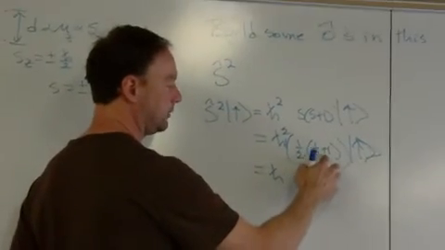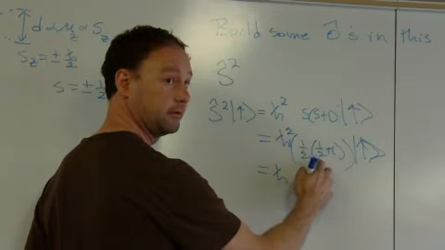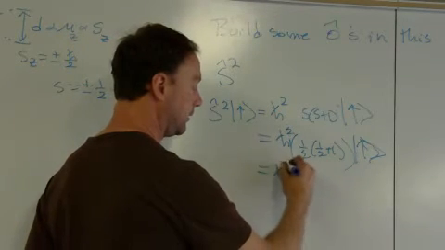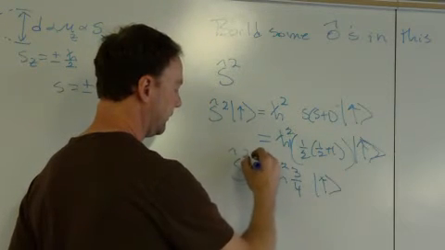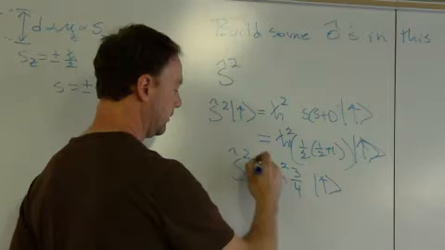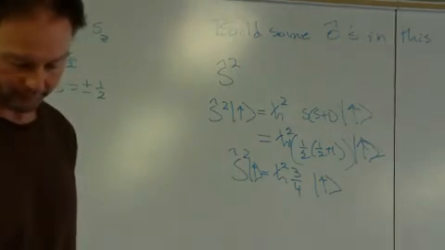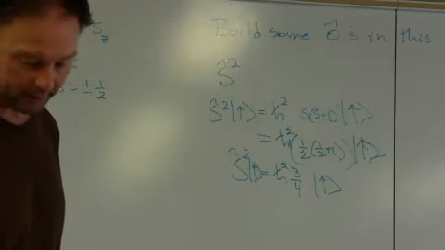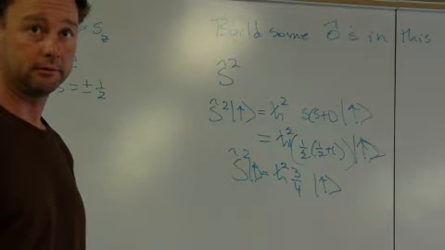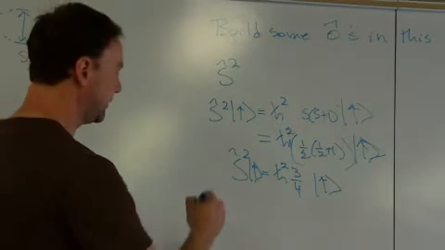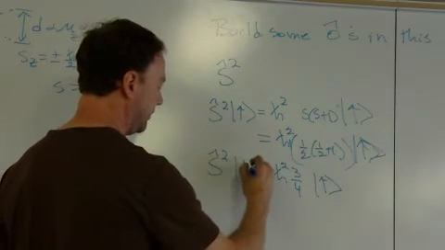It's h bar squared, and then what's this? This is 3/2 times a half. So this is 3/4. Okay, everybody okay? So now, let me rewrite this. This is S squared up.